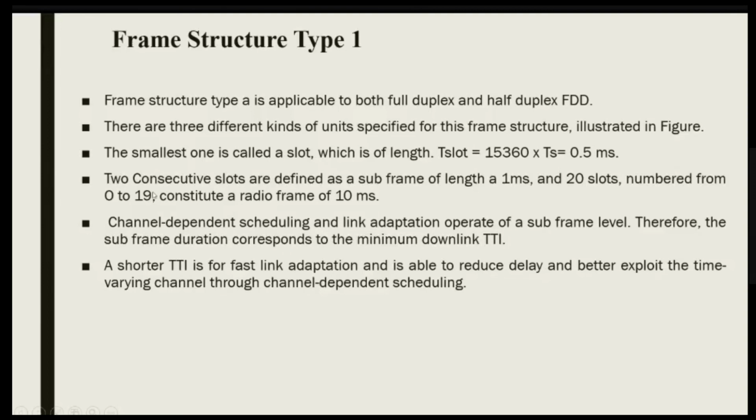Two consecutive slots we call a subframe, and its length will be 1 millisecond. Because one slot is 0.5 millisecond, the 2 slots we call a subframe. Definitely the length of one subframe will be 1 millisecond, and there will be 20 slots in one frame, numbered 0 to 19, and the total radio frame length will be 10 milliseconds.